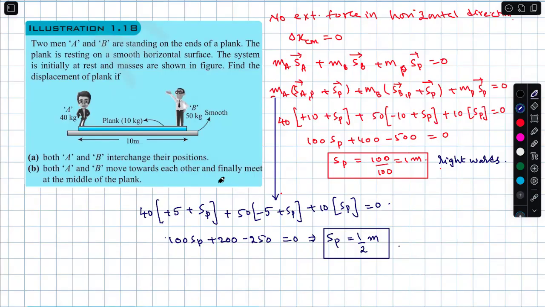The second part of the data. They meet at the middle. Okay, what happens? In the place of 10, I will put -5 in this case and -5 in this case. Doing which, I got the displacement of plank as ½ meter. So therefore, this also is rightwards. Any doubt?